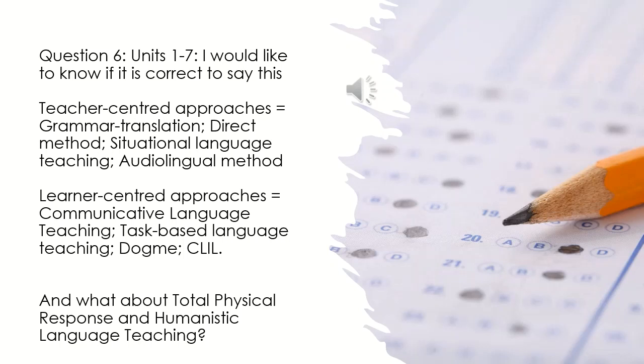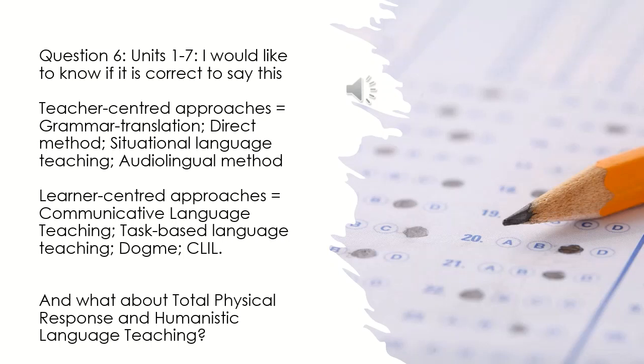The question is, I would like to know if it is correct to say this: that teacher-centered approaches are grammar translation, the direct method, situational language teaching, and the audiolingual method, and that learner-centered approaches are communicative language teaching, task-based language teaching, Dogme and CLIL. And what about total physical response and humanistic language teaching?